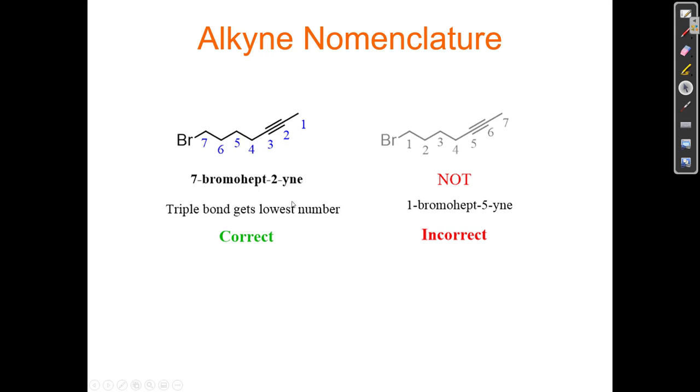Well, the way to correctly number both double bonds and triple bonds is to give the double bond or the triple bond the lowest number. So even though this gives me the lowest number for the branch, 1-bromo versus 7-bromo, this way gives me the lowest number for the triple bond or double bond, 2-yne versus 5-yne. So the way that gives me the smallest number for the triple bond or double bond is the correct way to number it, even if it means the branches have a bigger number. So this is the correct way to number this molecule.